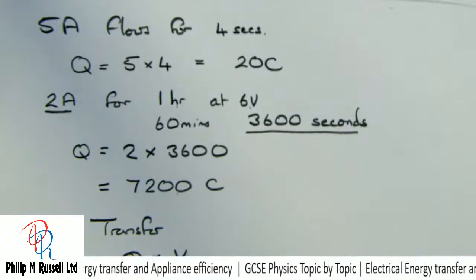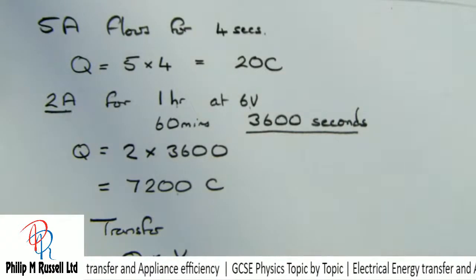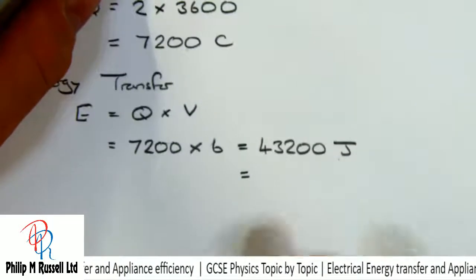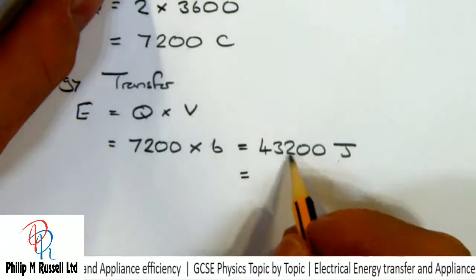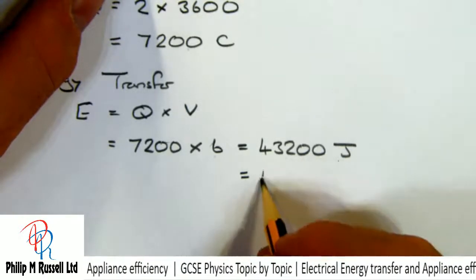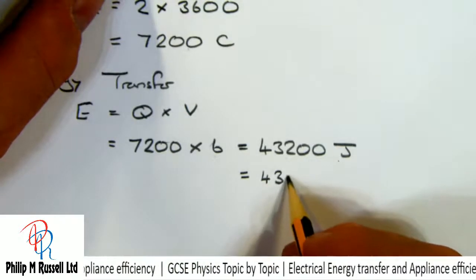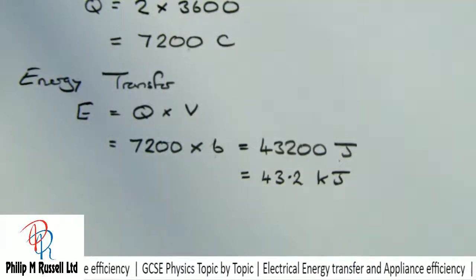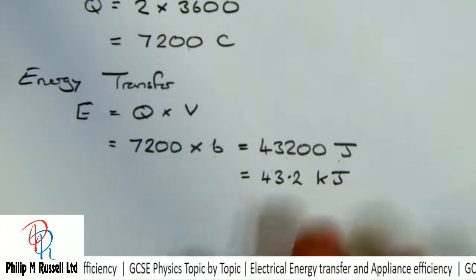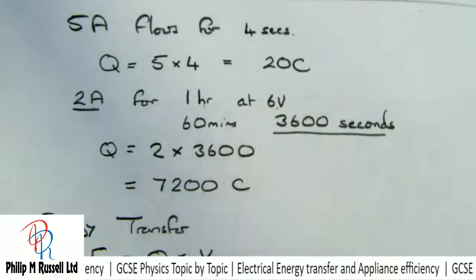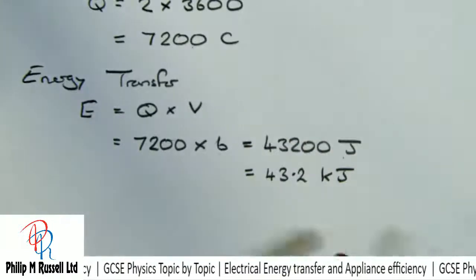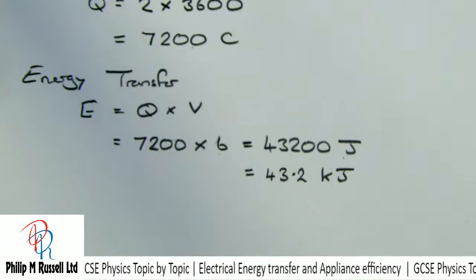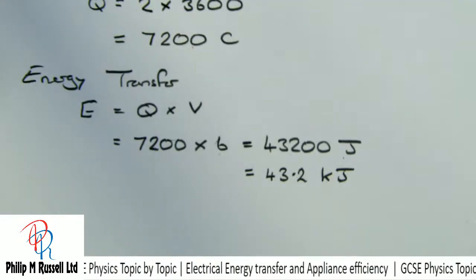joules. Now, I don't like playing around with joules like this. It's better instead to change my joules to kilojoules, so that's going to give me 43.2 kilojoules, and that's only running, as we had, 2 amps at 6 volts for 1 hour. So it doesn't take long to get quite a large amount of energy. So this is our energy transfer.